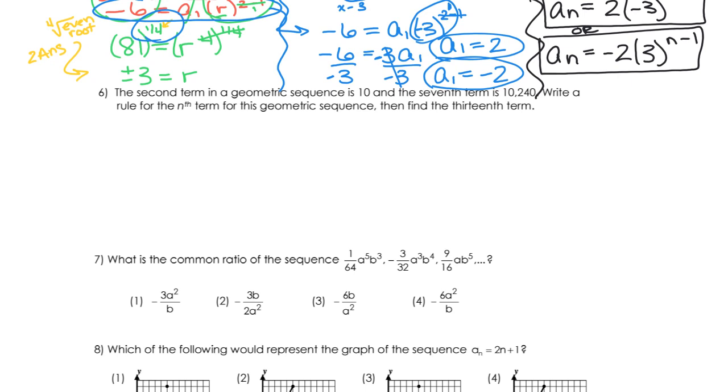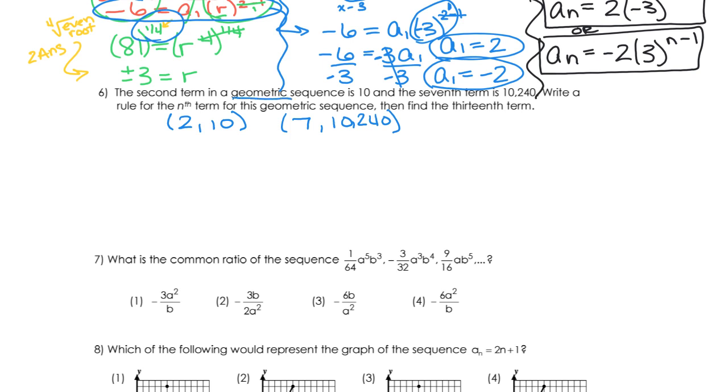All right, number 6. It says that the second term in a geometric sequence is 10. So we could go ahead and say second term is 10. And that the seventh term is 10,240. Write a rule for the nth term for this geometric sequence, then find the 13th term.